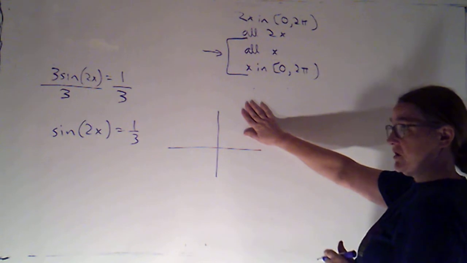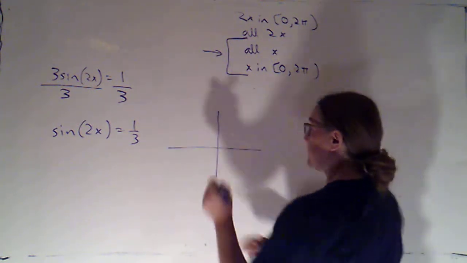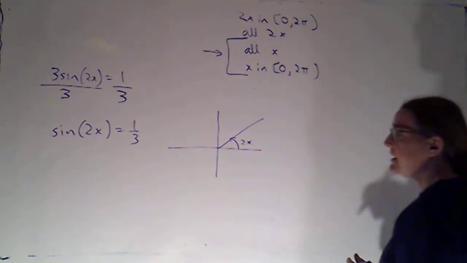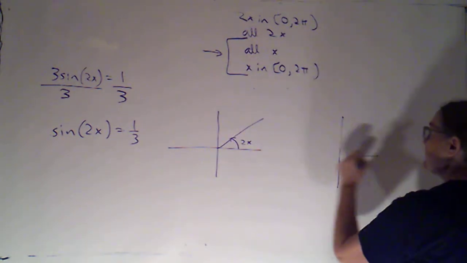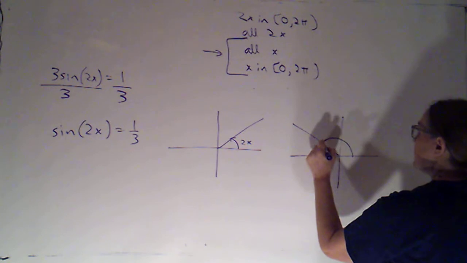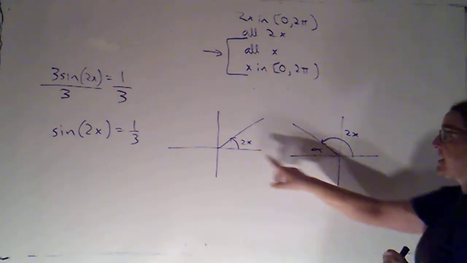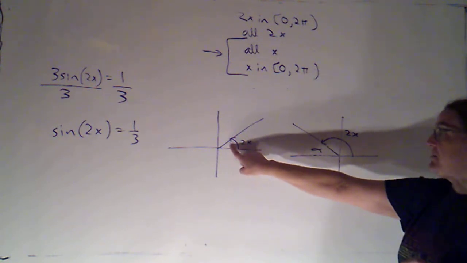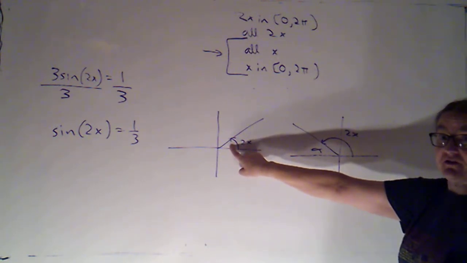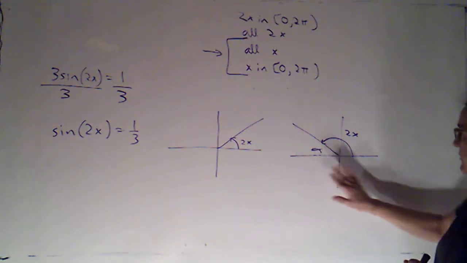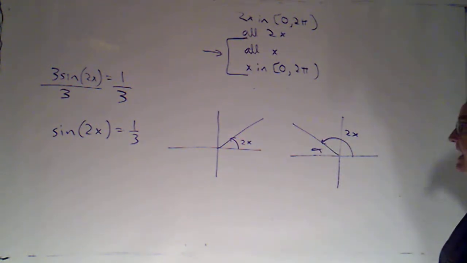I'm going to have a solution in quadrant 1 because 1/3 is positive. So I'm going to have a value of 2x that's there. Sine is also positive in quadrant 2. So I'm going to have a 2x here with a reference angle. And this reference angle will be the same acute angle that I get as my solution for 2x here. Okay. There won't be any solutions in quadrants 3 or 4 because sine would be negative there.